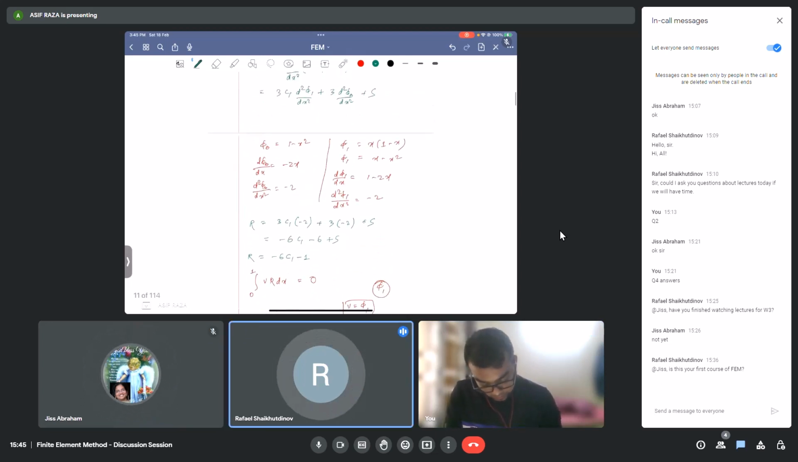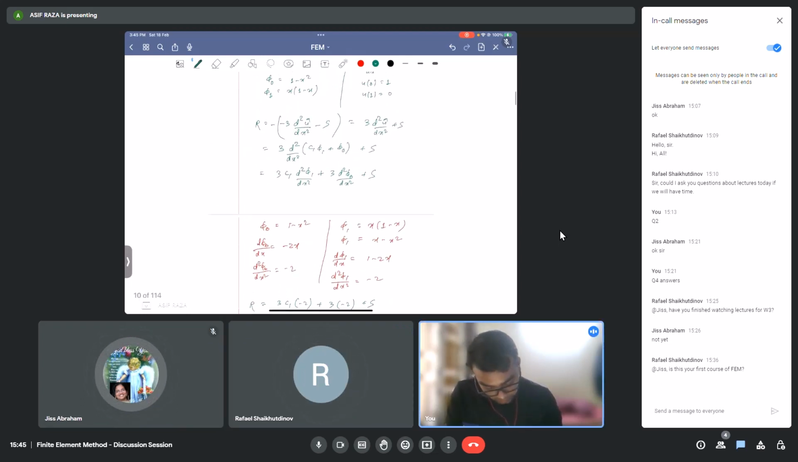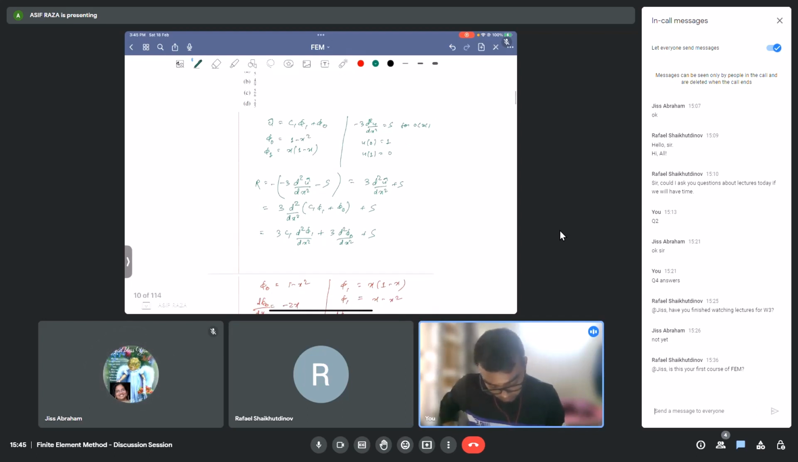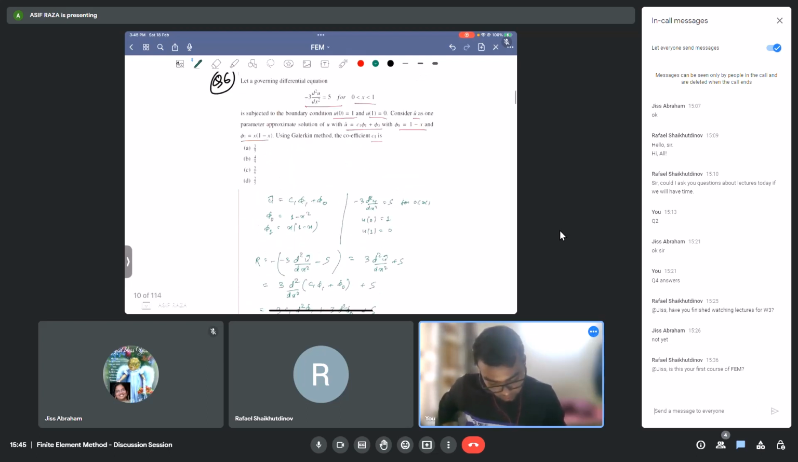Yes, yes, we have a mistake here, Abraham. Let me check. In residual, it should be... let me check the residual. So it's 3 d2u square plus 5. This is 3 times c1 d2 square, 3 d2 5. Okay, it's fine. Now phi naught.